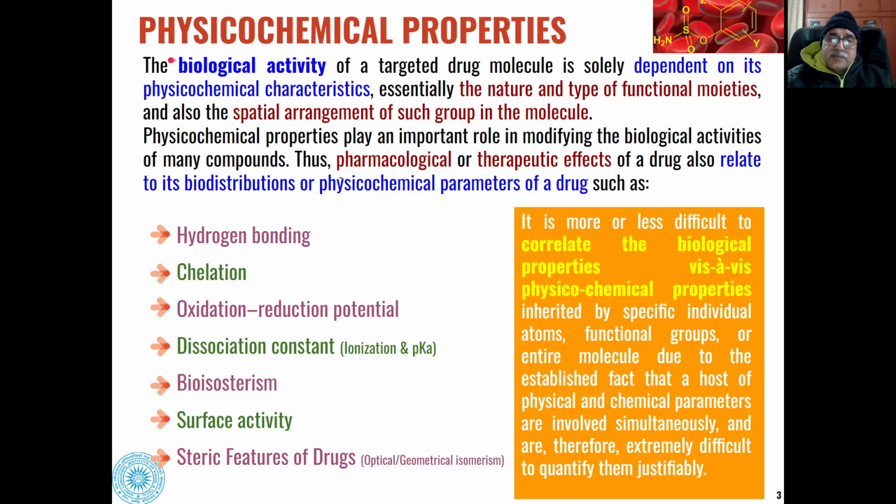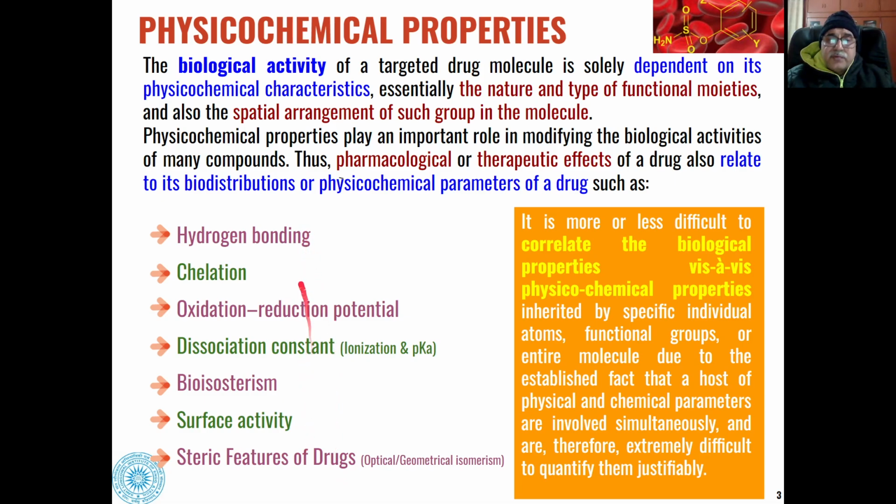Now, as far as the biological activity of the targeted drug molecule is concerned, this will mainly depend on its physicochemical characteristics. Some of the common physicochemical characteristics are hydrogen bonding, chelation, oxidation reduction potential, dissociation constant, bioisosterism, surface activity, and steric features of the drugs.